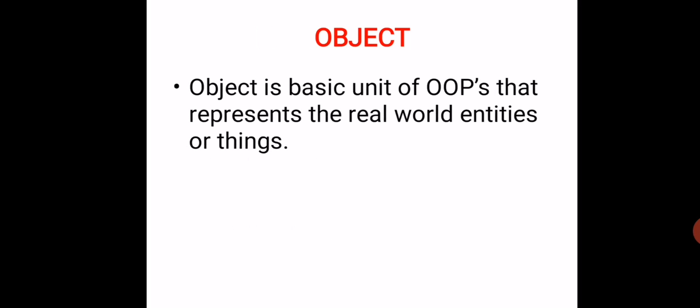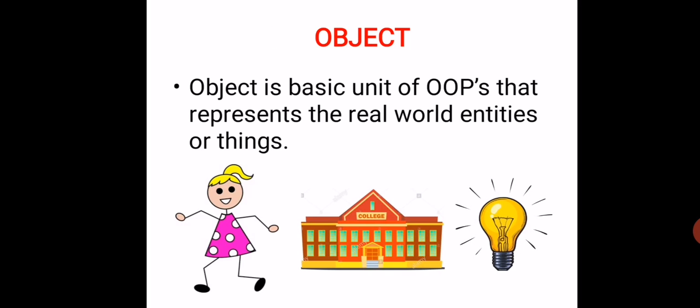What is an object? Object is a basic unit in OOPS that represents real world entities or things. So an object can be either a person, a place, or a thing. For example, a person may be like Harini, the place may be like a college, and the thing may be like a bulb. So all these are real world entities or things.